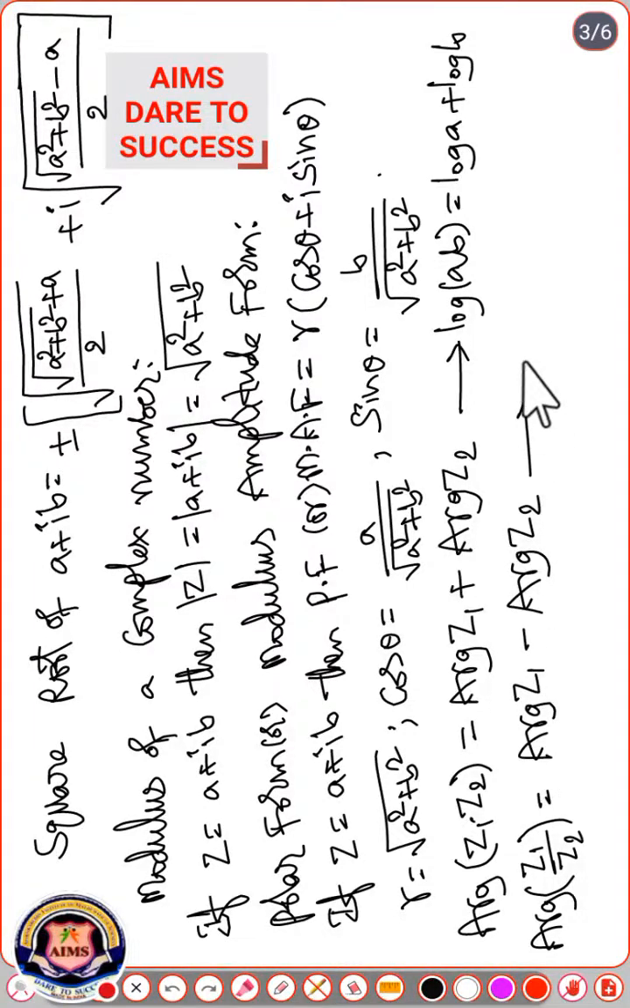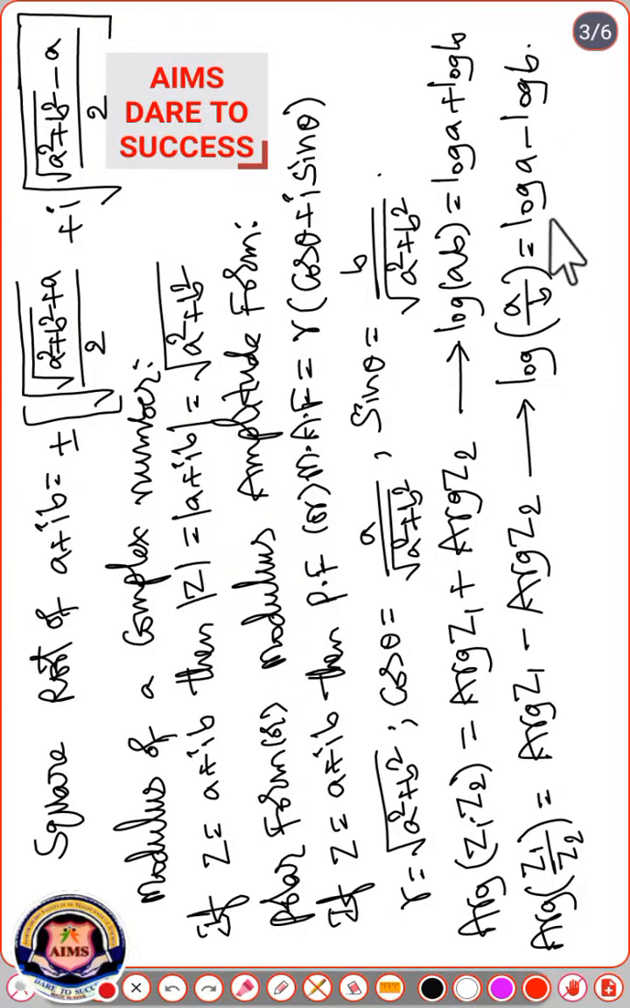This also looks like the 10th class logarithm concept. Log a by b is equal to log a minus log b. So arg of z1 by z2 is equal to arg z1 minus arg z2. Like this concept we will continue in this chapter. If needed, I can tell you more concepts from this.